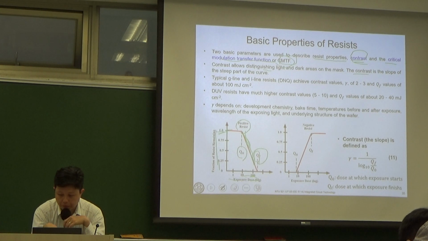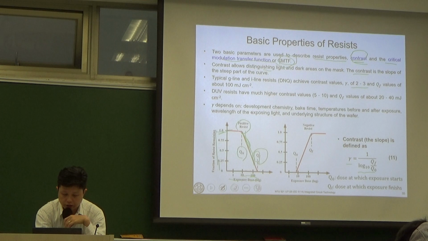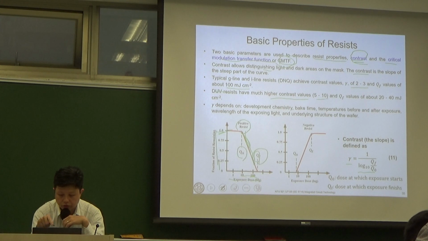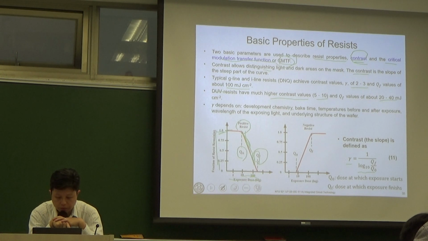Okay, so we can use this equation 11 to define the contrast or the slope. QF divided by Q0, and you take log 10, and the inverse of this we call gamma. For G-line and I-line, the gamma is around 2 to 3, and the QF is like 1 millijoule per centimeter squared. But for the DUV resist, they give you much higher contrast value, from 5 to 10, and the QF is 20 to 40 millijoule per centimeter squared.